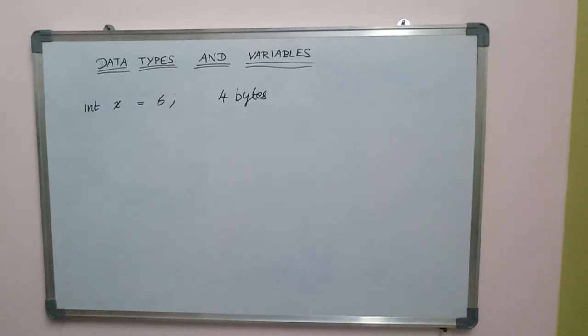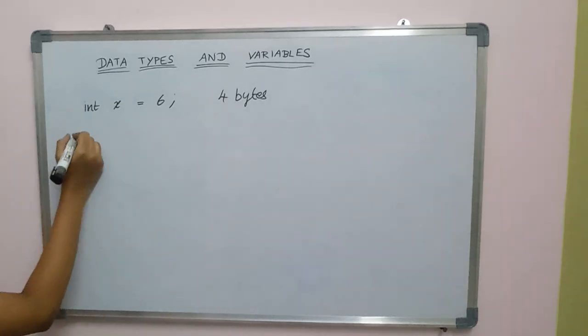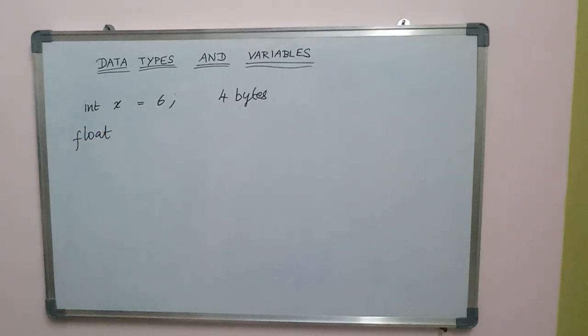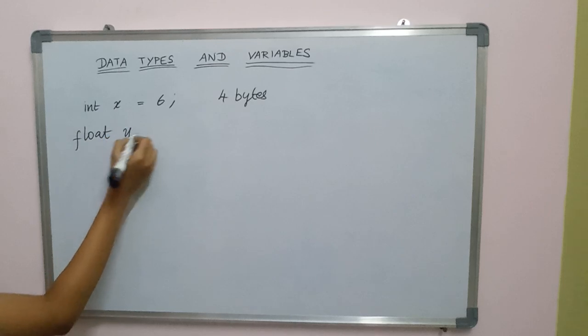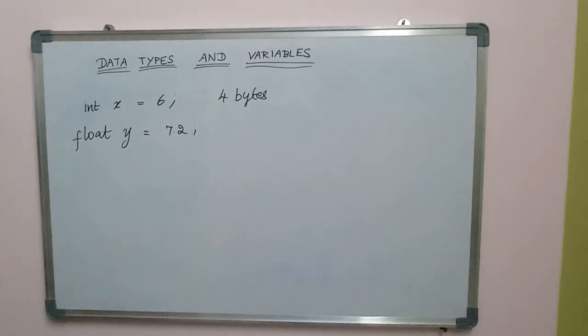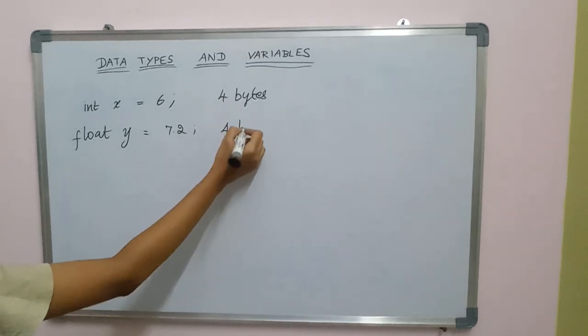And what should we do if we want to store floating point numbers, that means decimal numbers? To store decimal numbers, we have the data type called float. Float is the data type which stores decimal numbers. Let's say float y equal to 7.2. We can store decimal values like this. And the size of float is also 4 bytes.